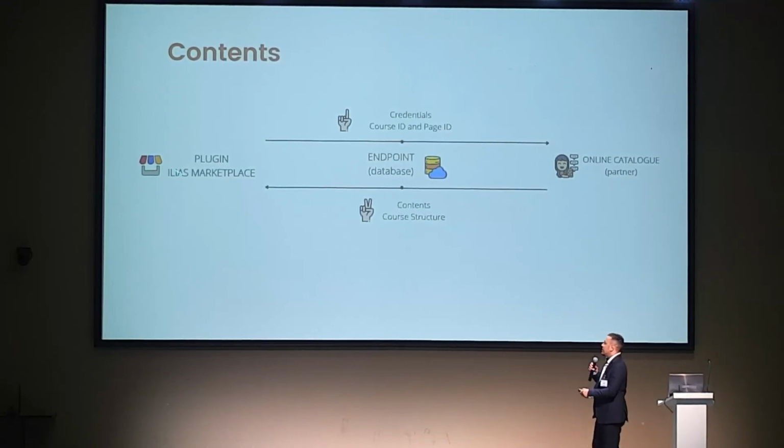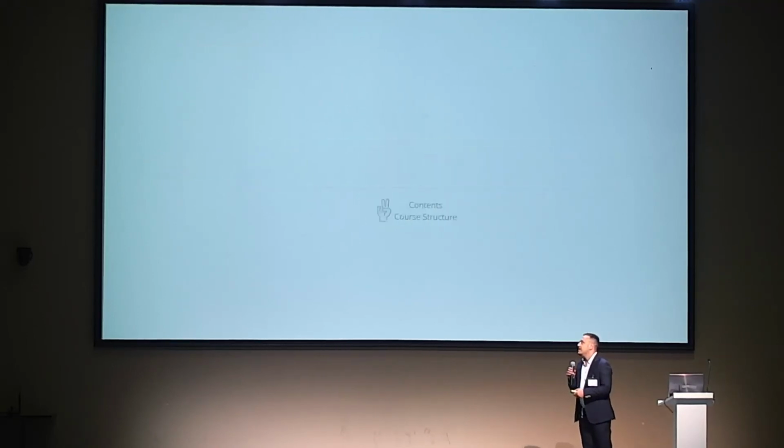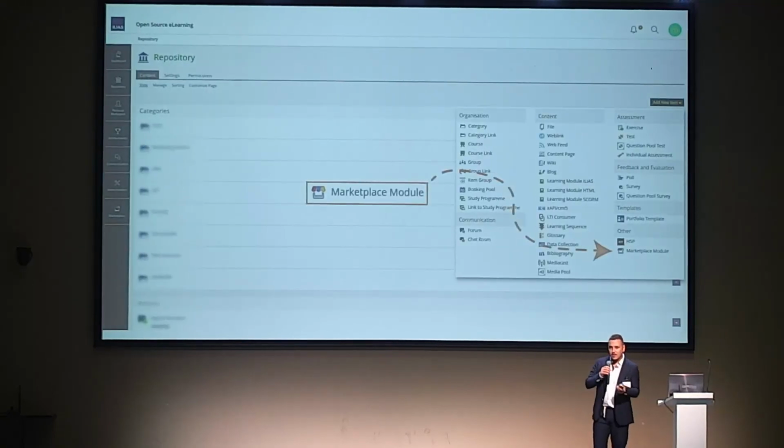Because here the plugin sends the credential, course ID, and page ID to the partner. And the partner, back again through the database, sends the plugin the contents and the course structure. So here contents are literally mirrored from the online catalog to ILIAS.